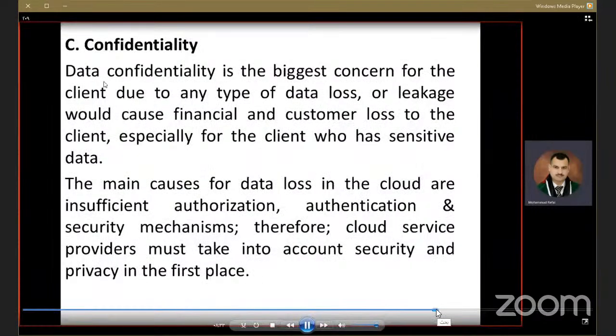The third challenge is confidentiality. Data confidentiality is the biggest concern for the client, as any type of data loss or leakage would cause financial and customer loss to the client, especially for the client who has sensitive data. The main causes for data loss in the cloud are insufficient authorization, authentication, and security mechanisms. Therefore, cloud service providers must take security and privacy into account in the first place.